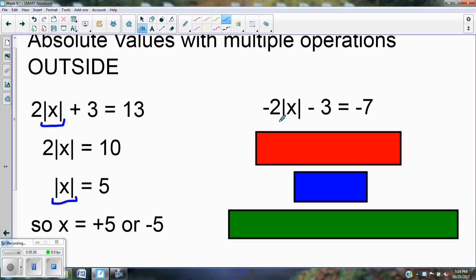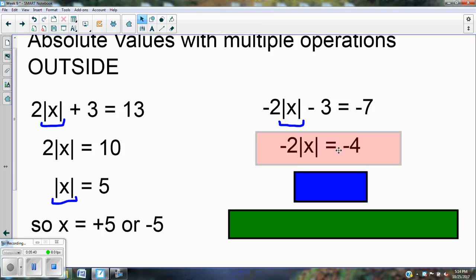Again, we're trying to get this piece alone. We could definitely do this divide by negative 2, but we have to do it to each piece correctly. So instead of dealing with those fractions, let's add this 3 on. So we add 3 to both sides, we get negative 2 times the absolute value of x equals negative 4. Now you might be tempted to say at this point, oh, absolute value equals a negative. There's no solution for this one.